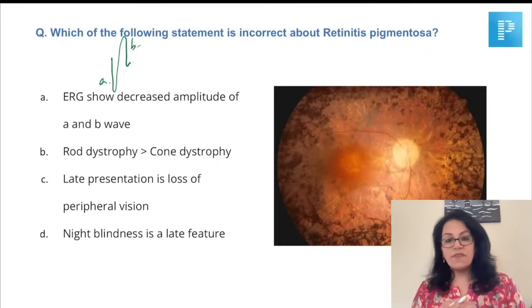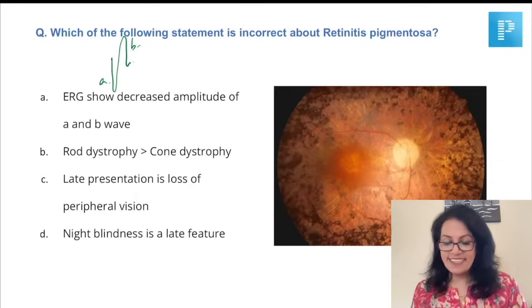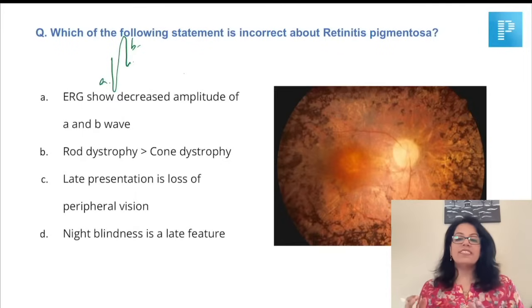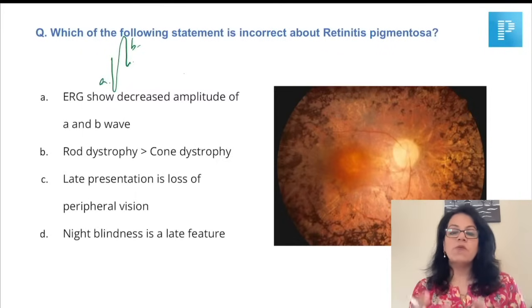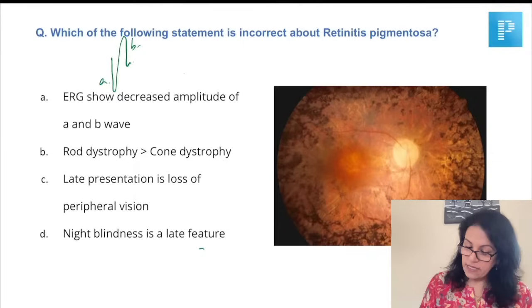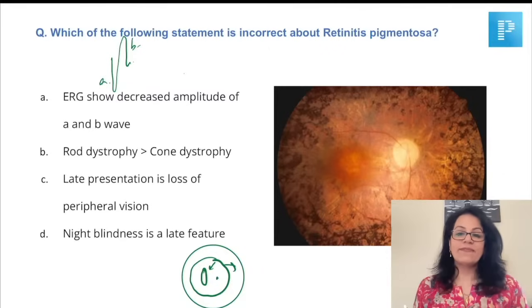I've taught you, it's a flat ERG. In a severe case of RP, you get a flat ERG, correct? Okay, so this is correct. Lead presentation is loss of it. So you all know in a typical RP, what did we learn? Do you remember this diagram? I'm making this small diagram here. Do you remember what I taught you, that initially it is only the mid periphery which is involved, and later it is going to extend centrally and peripherally.